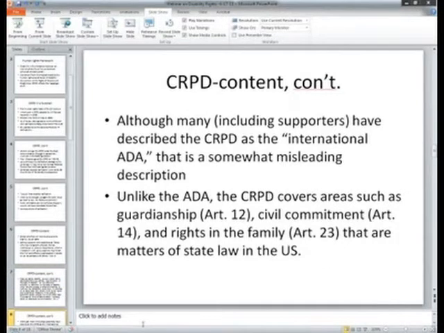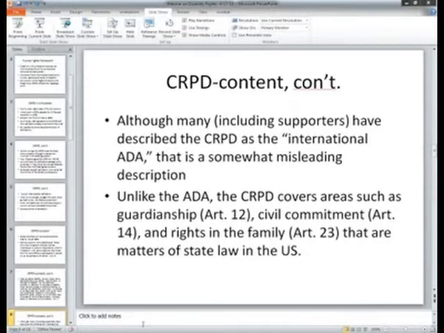Now, if you had listened to any of the debate about the CRPD, or just randomly heard people talking about it, you heard a lot of people saying, including supporters, that of course we ought to ratify the CRPD because it's really just the ADA internationalized.